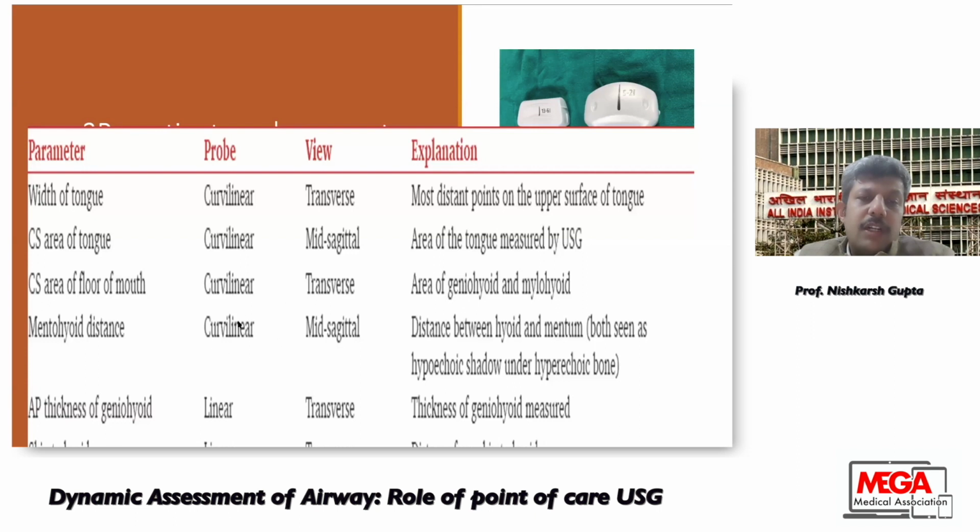We need a curvilinear probe, and we measure basically the distance between the hyoid and the mentum. Then we can do the AP thickness of the geniohyoid, for which we use a linear probe, and skin to hyoid distance, we use a linear probe. So basically, depending on the structure, as I told, we use the probe.